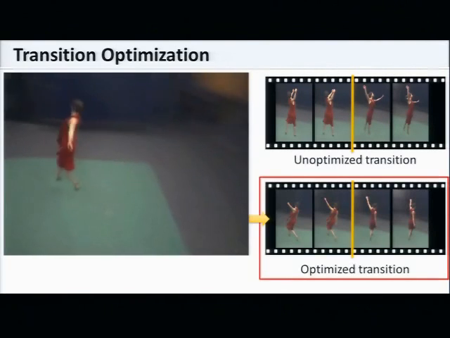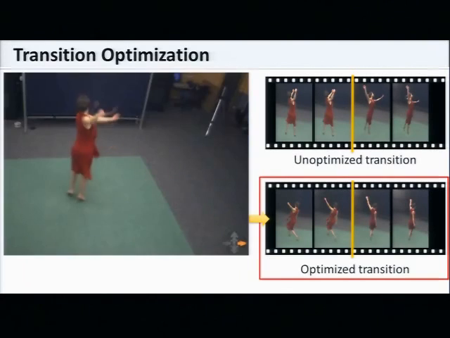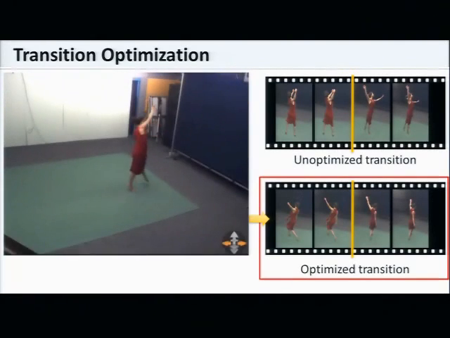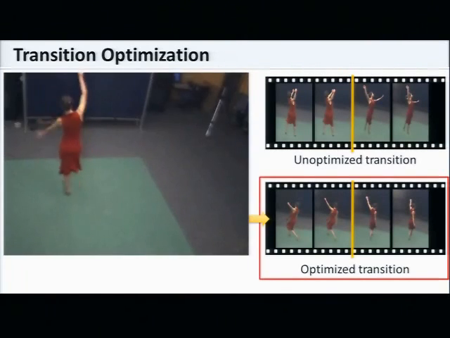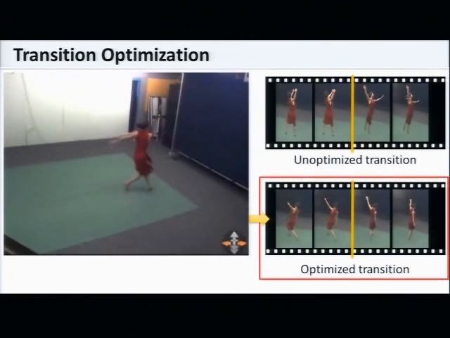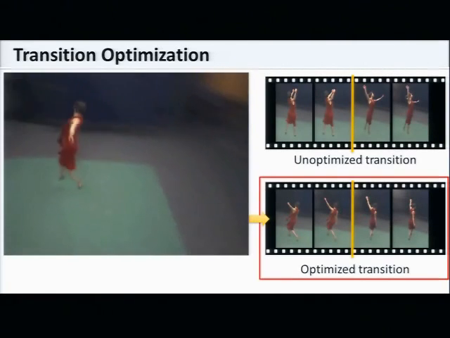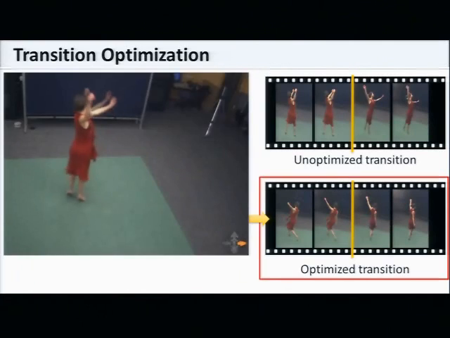And so this is actually what we found. The idea is that these perspective artifacts should be hidden inside the motion of the performer. Like you can see here, this is actually the optimized transition. This is something like this. So we want the perspective artifact to be perceived by the user as motion.